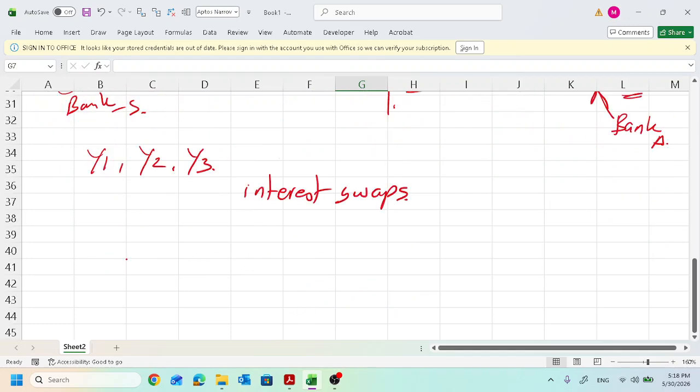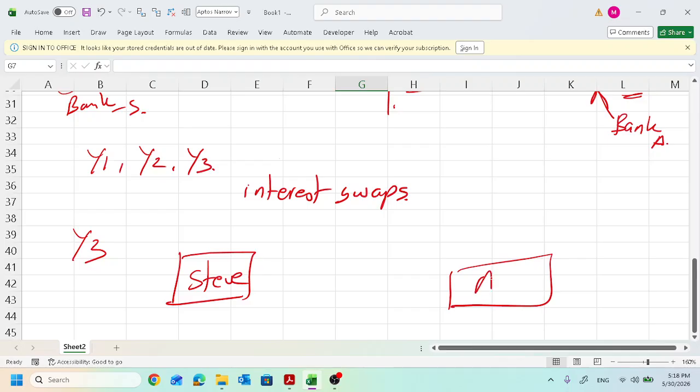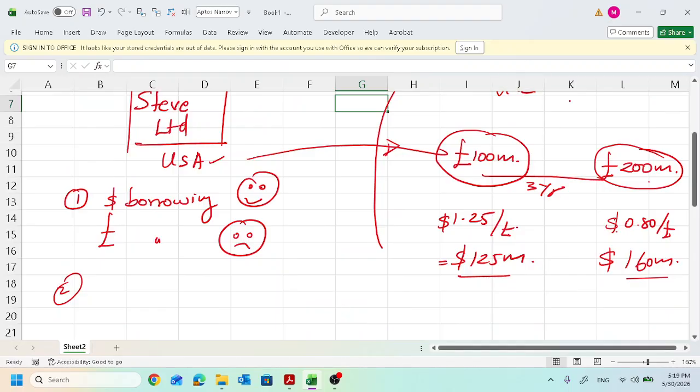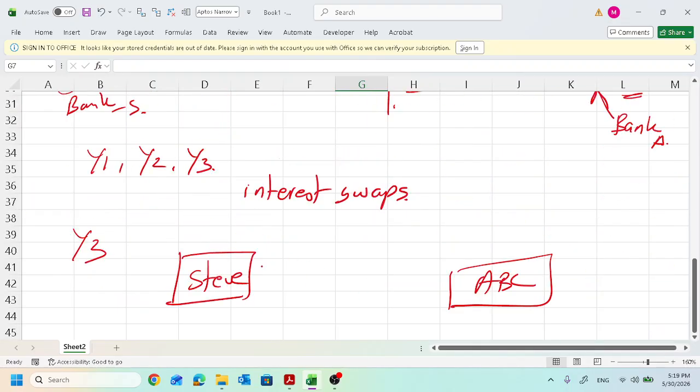And at the end, again, Steve Limited and ABC Limited. Now, Steve Limited invested 100 million pounds and they got 200 million pounds, right? Out of the 200 million pounds, now year 3 I have come to. You remember I said they are investing 100 and they are getting 200. Out of this 200, 100 million they will return. They will give it back to ABC Limited. ABC Limited will take that money and pay their bank. The loan will be settled.